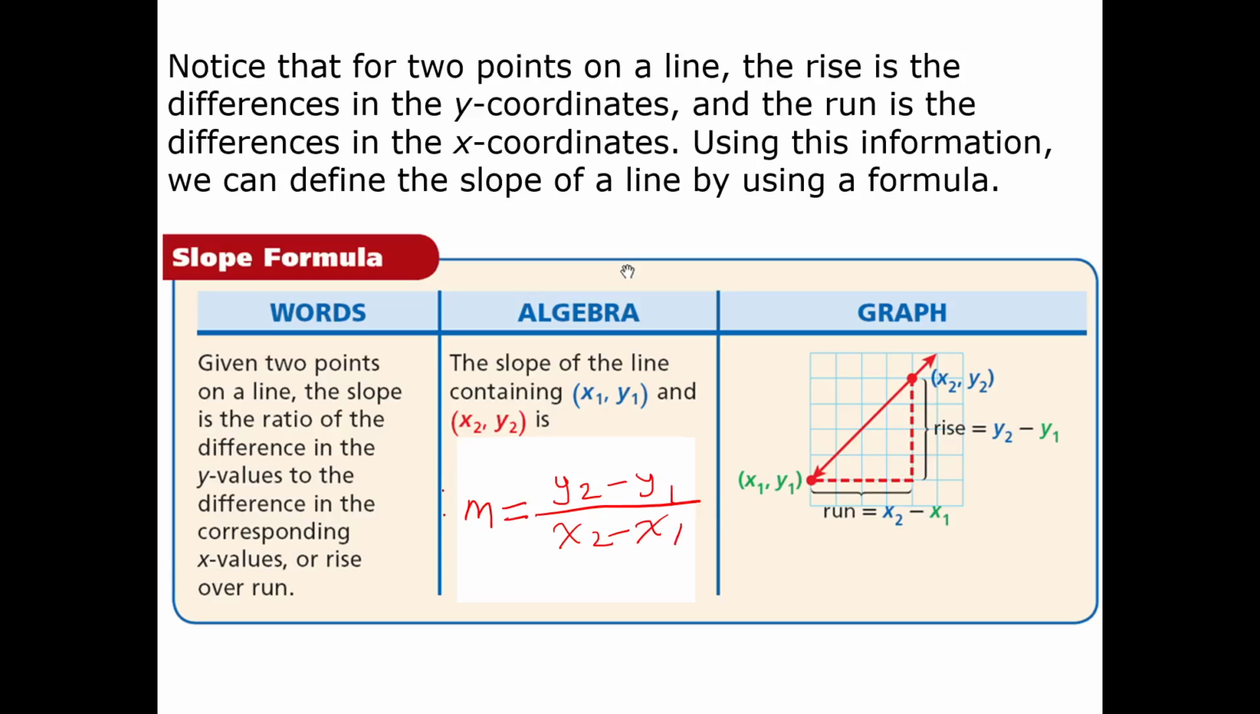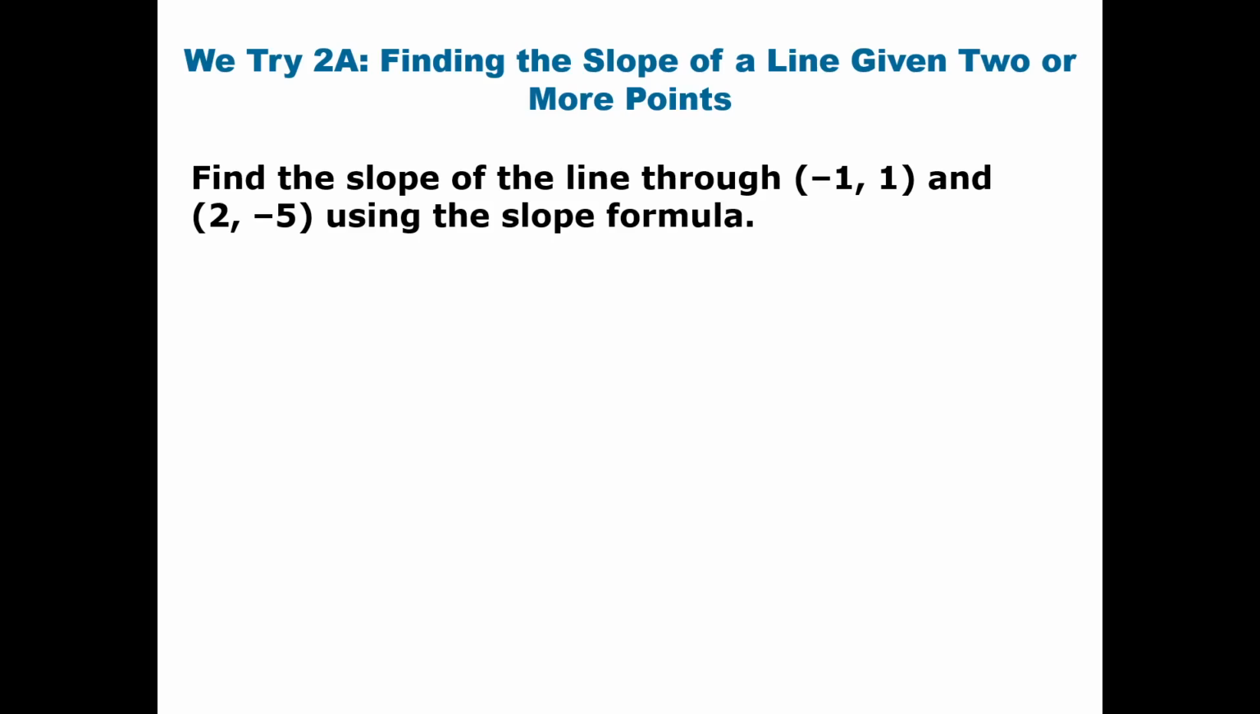Kind of helpful, the slope formula. Don't forget it from Algebra 1. We're going to use it now. So let's do it. Let's find the slope of a line through (-1, 1) and (2, -5) using the slope formula. So m, my slope, is equal to y2 minus y1 over x2 minus x1.